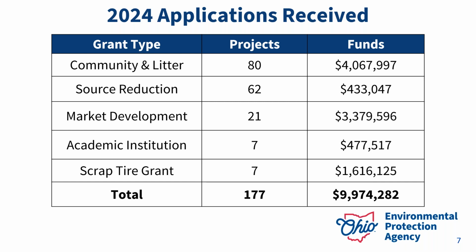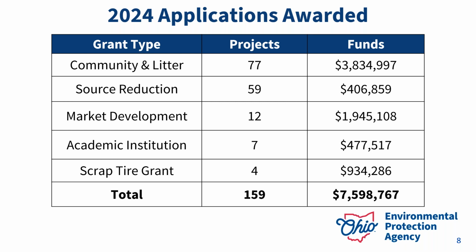To give you a snapshot of the 2024 grant cycle, this slide reflects a list of the number of requested grant applicants we received. As displayed here, we received a total of 177 projects requesting more than $9.9 million. We received 80 community and litter grants, 62 source reduction, 7 academic institutions, 21 market development, and 7 scrap tire.